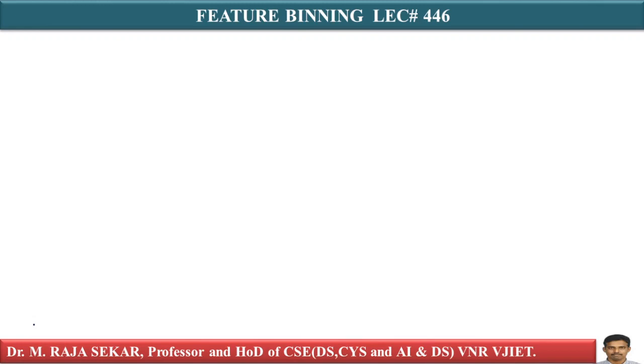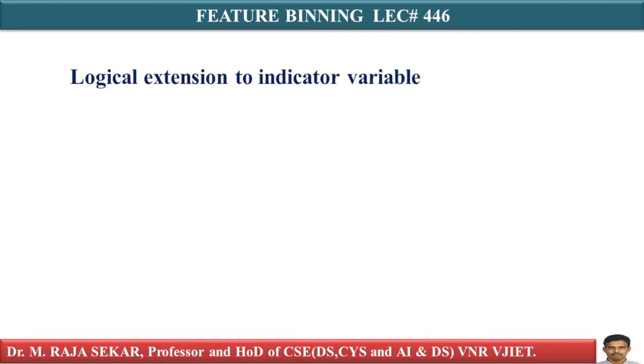The next feature engineering hack or technique is called feature binning. Feature binning is a logical extension of indicator variables which we discussed in our previous lecture, that is lecture number 445. Let's take an example so that you can understand better. Imagine I have height as a variable or feature. Initially, in the previous case, we said if height is greater than 150 centimeters, then return 1, otherwise 0.